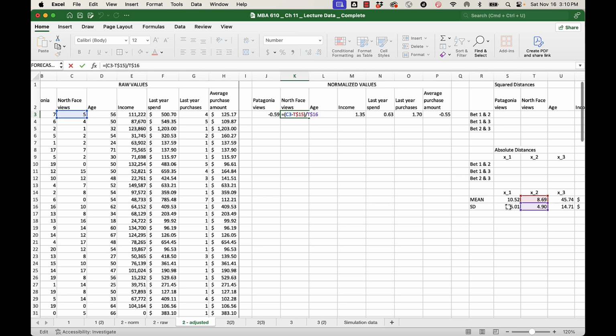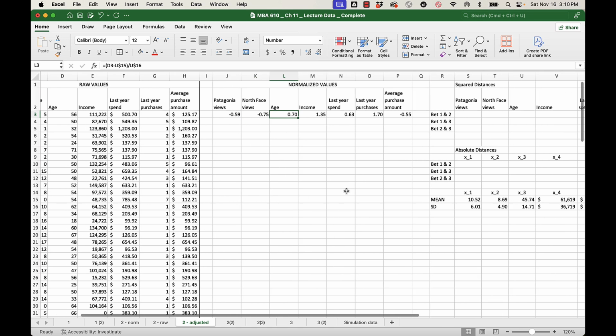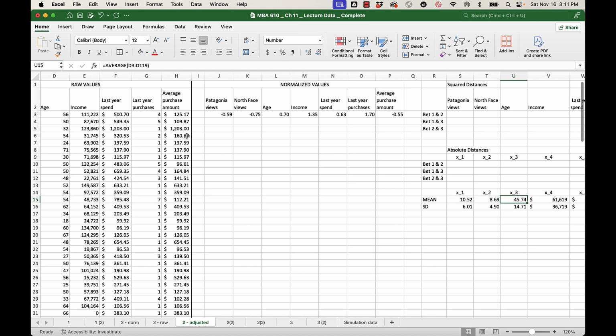They viewed 5, the average was 8.69, so they're about 3.69 views below average, and if I divide that by the standard deviation of 4.9, they're about 3/4 of a standard deviation below average for North Face views. They're slightly older than average, excuse the noise. There's my age, they're 56, average age is 45, so they're 0.7 standard deviations above average, with an income of $111,000 compared to our average income of $61,000. They're 1.35 standard deviations above average with regard to income.